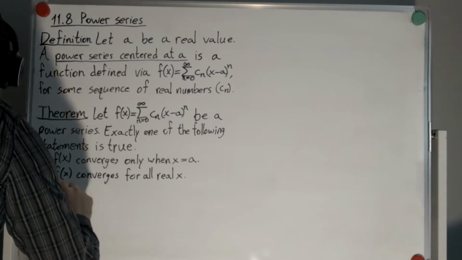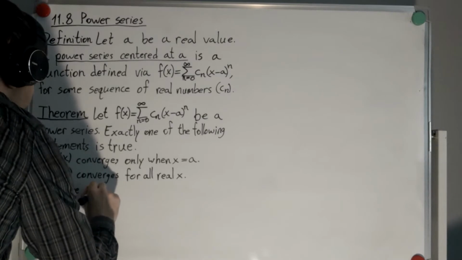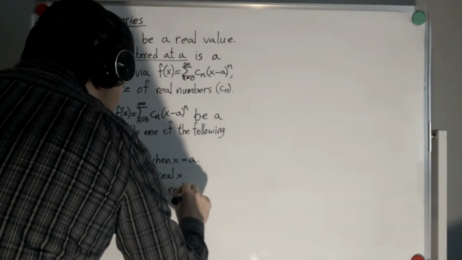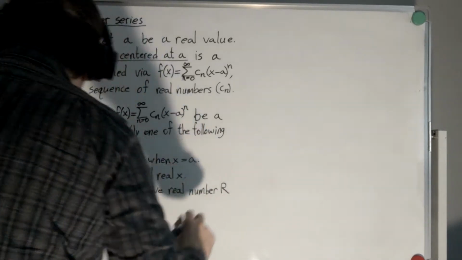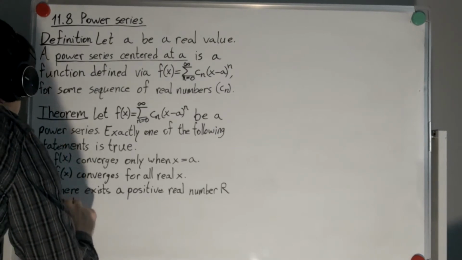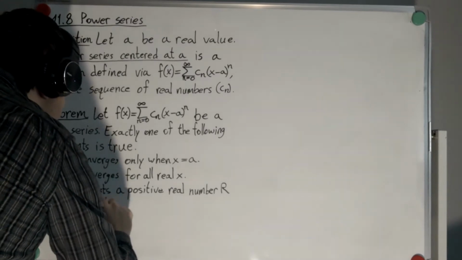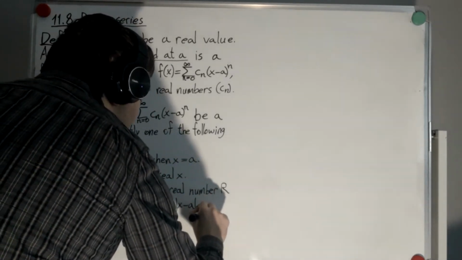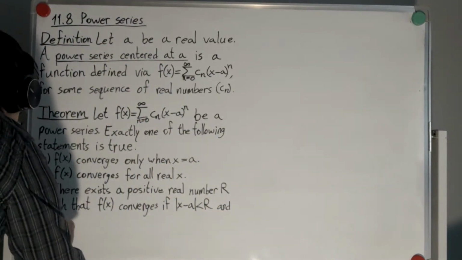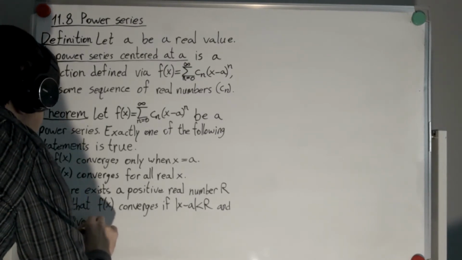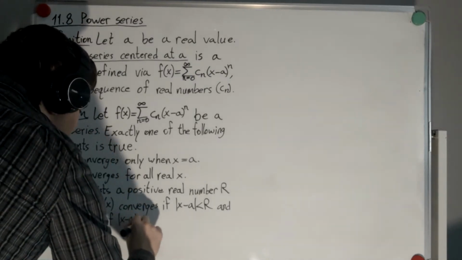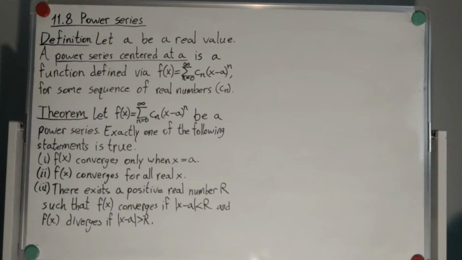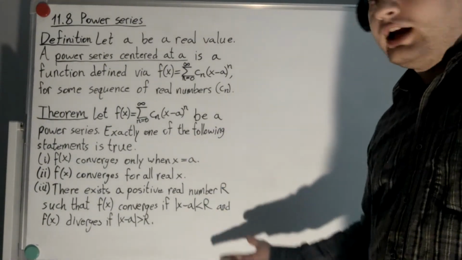And also interesting would be if there exists a positive real number, let's call this capital R, such that f of x converges if the absolute value of x minus a is less than R, and f of x diverges if the absolute value of x minus a is greater than R. Okay? So these three cases are the only possibilities you could have.